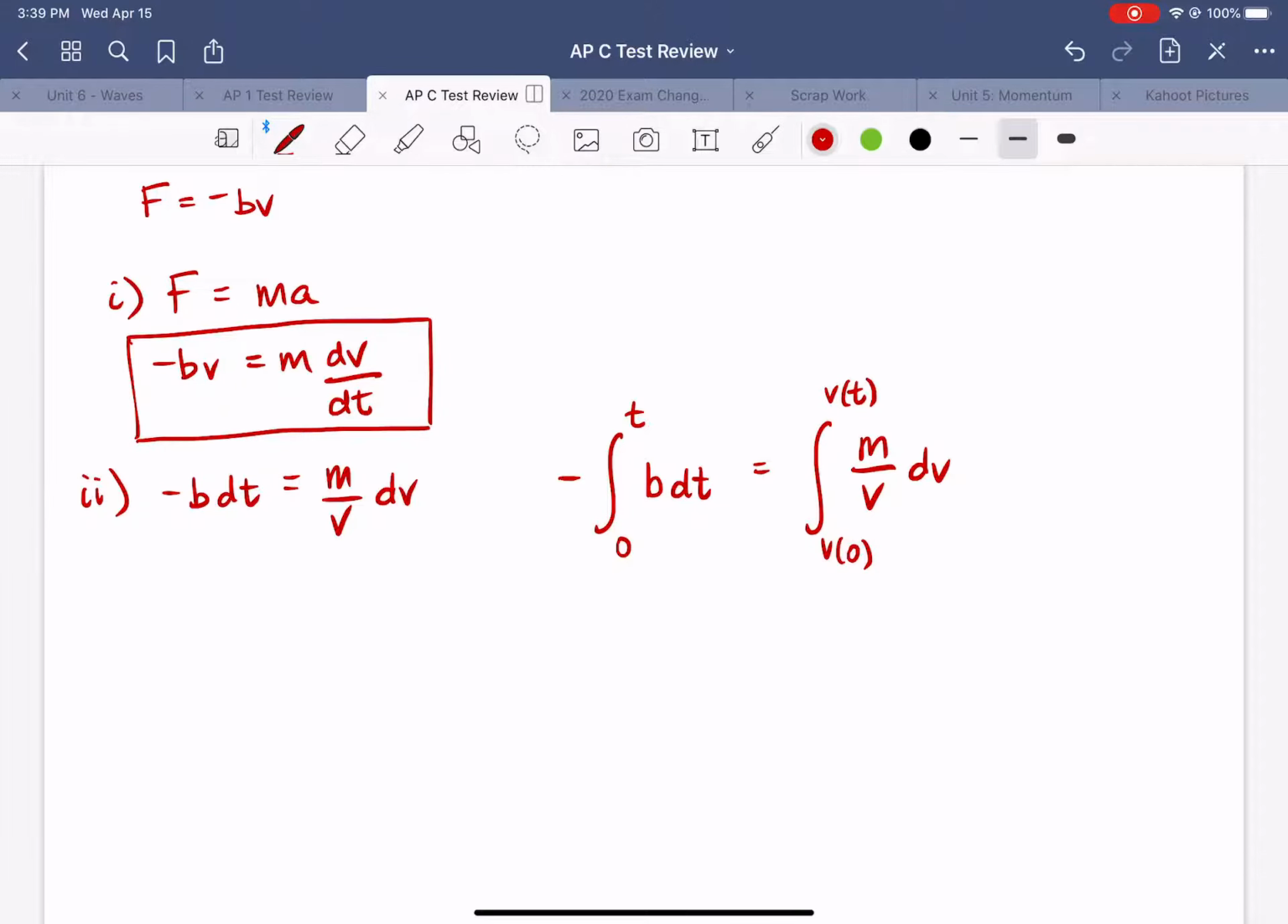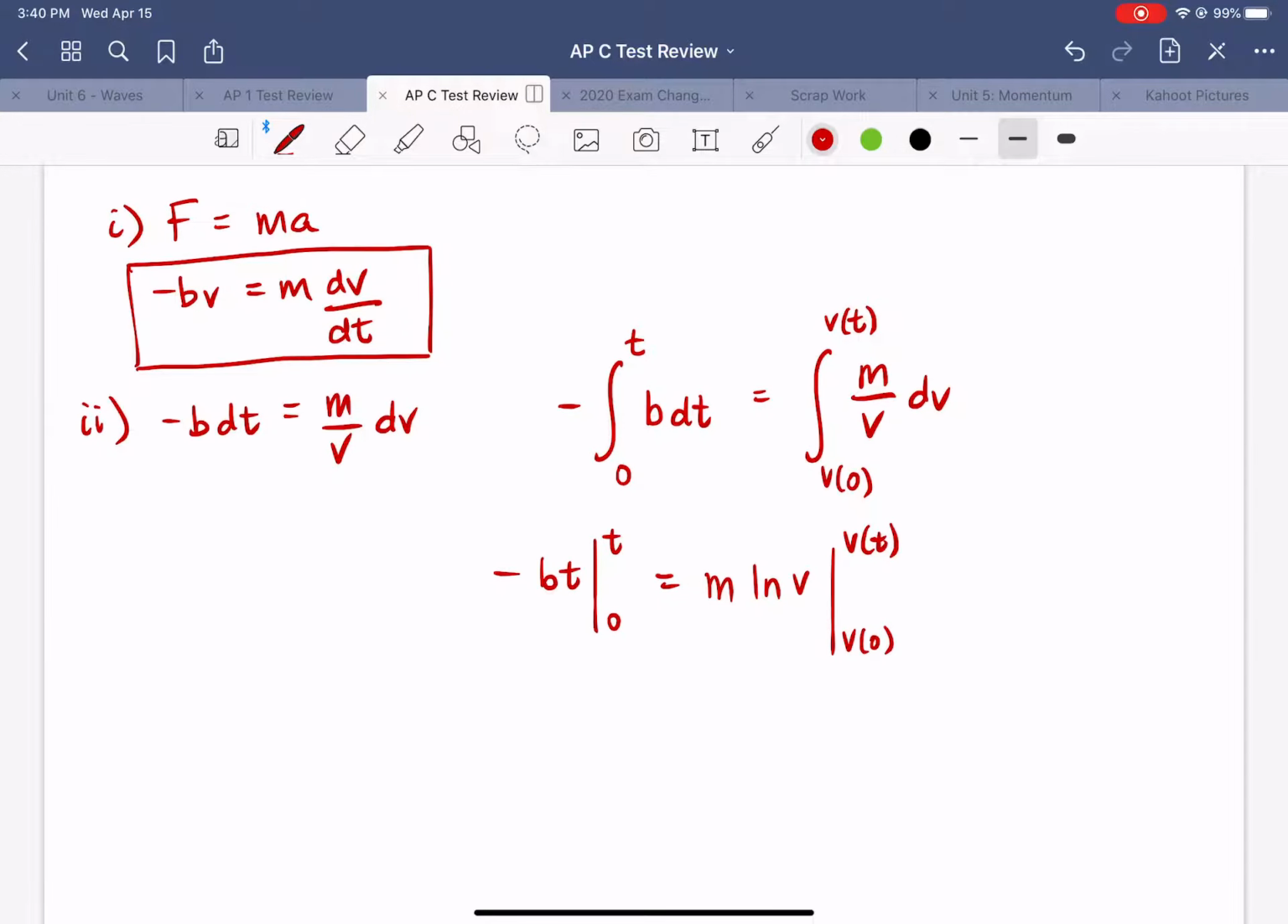So now when I do these integrals, the integral on the left-hand side is just a constant, so that's going to equal b times t, evaluated from 0 to t. Your calculus teachers might get a little mad about what I'm doing with these variables of integration, but I'll just sort of ignore that. On the right-hand side, I have m times the integral of 1 over v dv. The integral of 1 over some variable is the natural log. So it's going to be the natural log of v evaluated from v0 to vt.